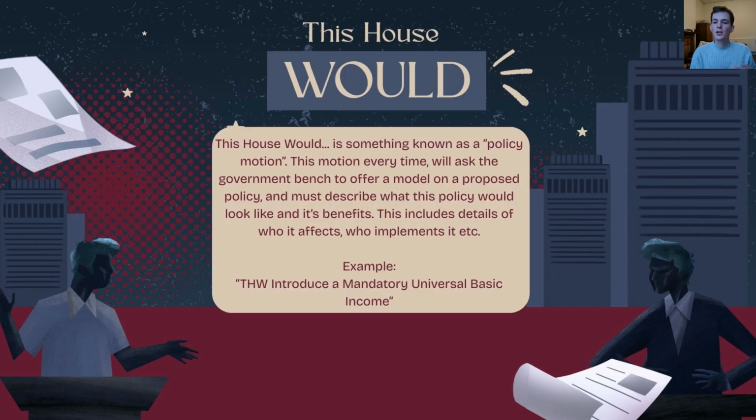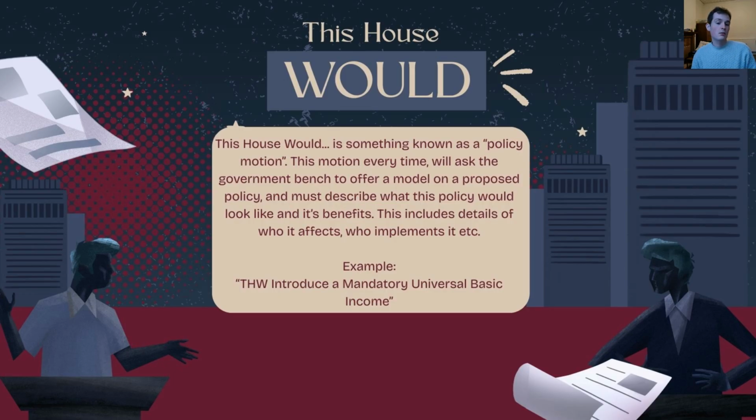A policy motion every single time is going to ask the government bench to offer a model on a proposed policy. So it is the duty of the government to describe what this policy is going to look like and its benefits. So this might include details of who it's going to affect, how long they're going to be affected for, who implements it, that sort of thing. It's a very broad general scope of how this policy is actually going to look. So rather than simply agreeing with a policy, it's the intricacies, how is this actually going to be tangibly assessed.